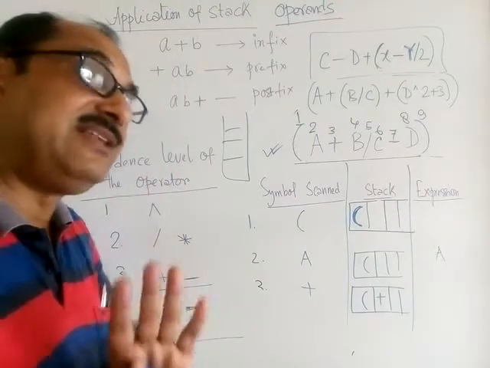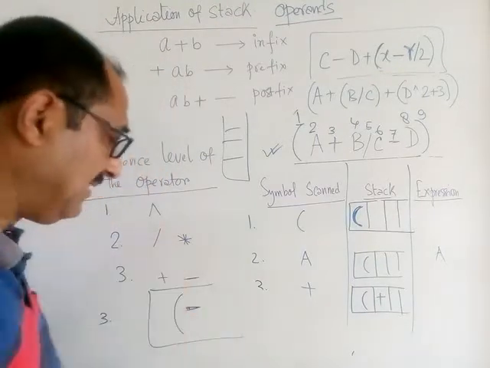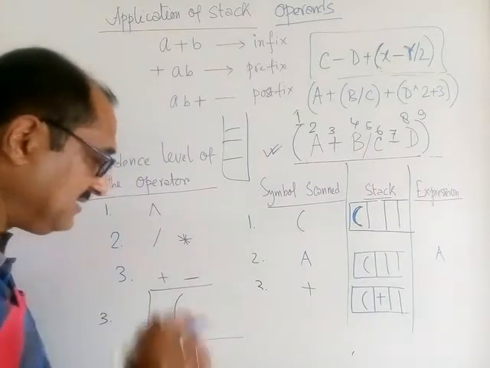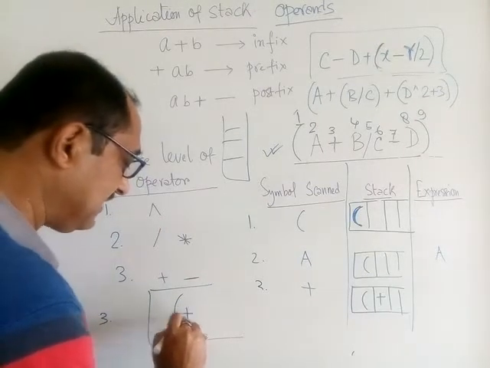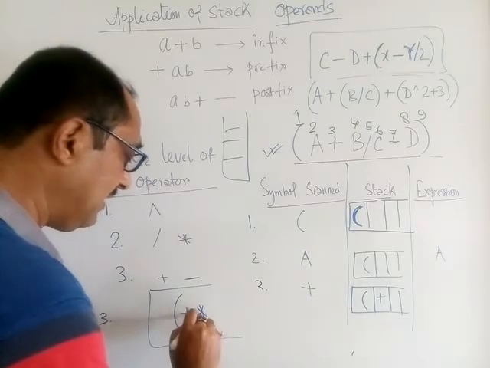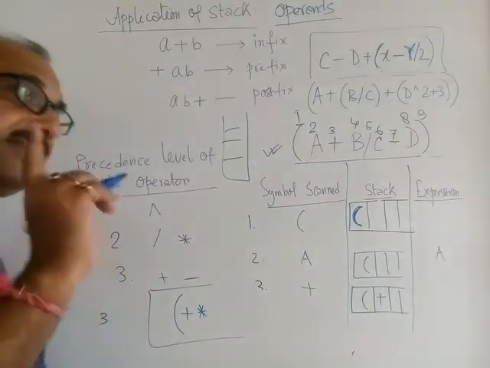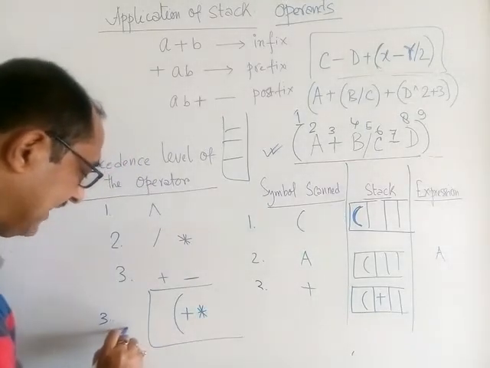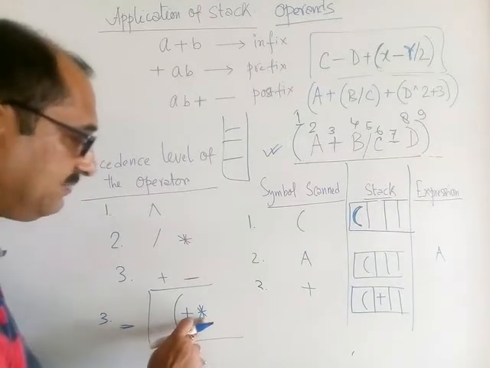Now listen to this very carefully. I am talking about a very complicated case. Imagine we have a situation like this: plus, and we have one asterisk. At that moment what happened? One minus was scanned. Now minus cannot sit beside it.